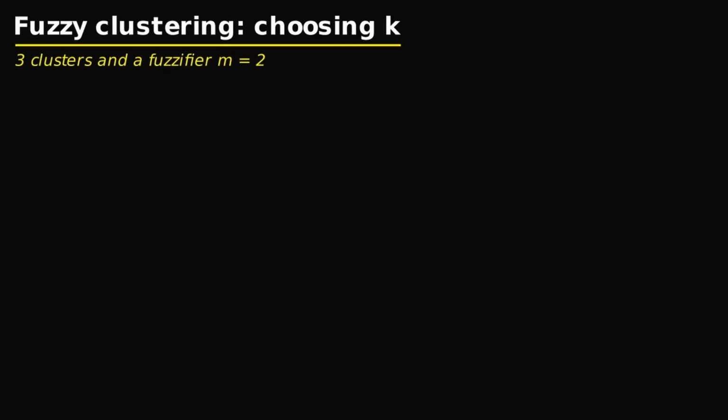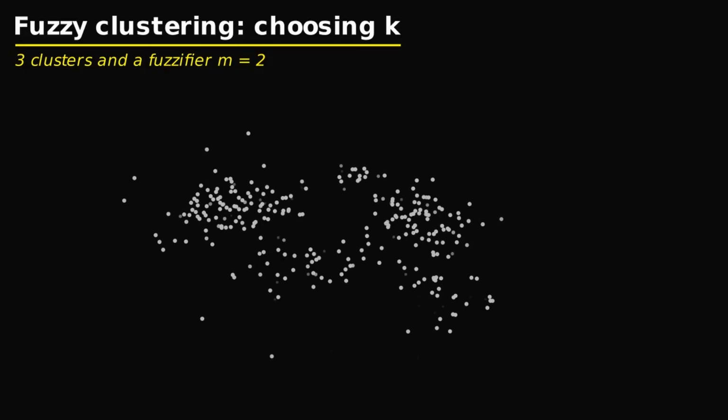We now move from hard clustering to fuzzy clustering. Here we ask for 3 clusters and a fuzzifier parameter m equals 2. We begin with the same data points without cluster colors. Now the colors become gradients. These gradients reflect partial belonging rather than a single hard assignment. Each point belongs to some degree to all 3 clusters.